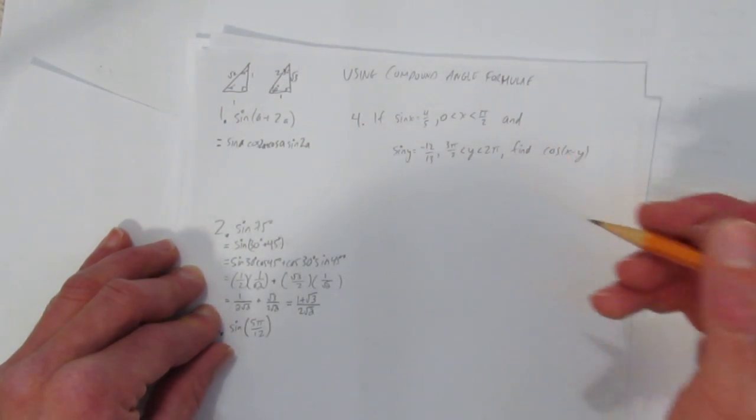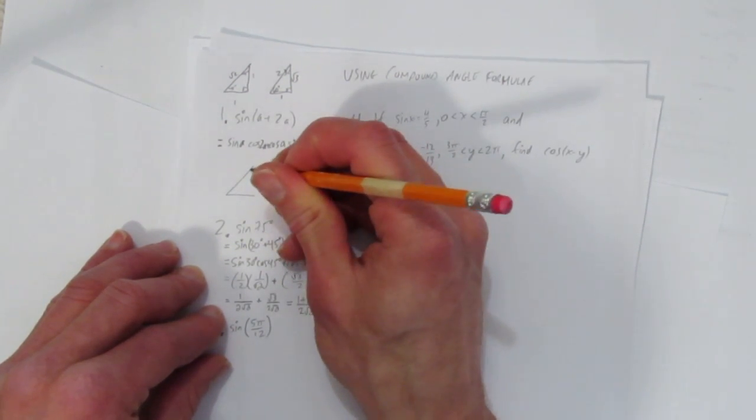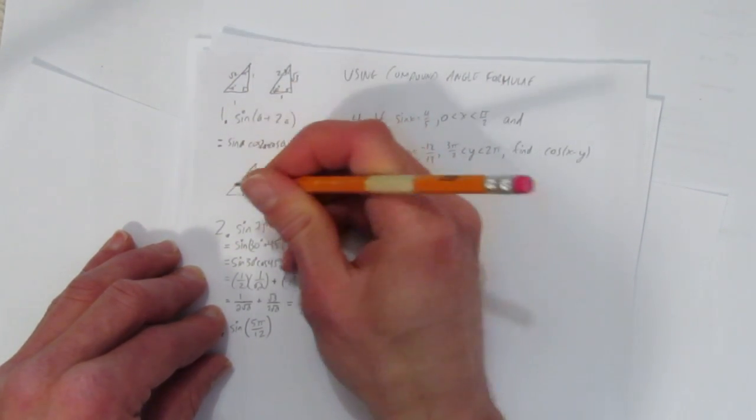Or you could think in terms of radians. So somewhere I need to draw special triangles. I think I'll do them in here because I got some space. Just want to redo these special triangles, but in radians.